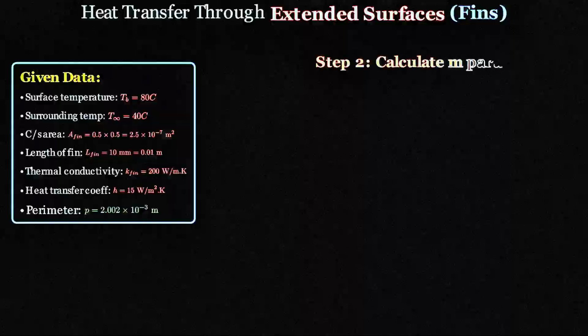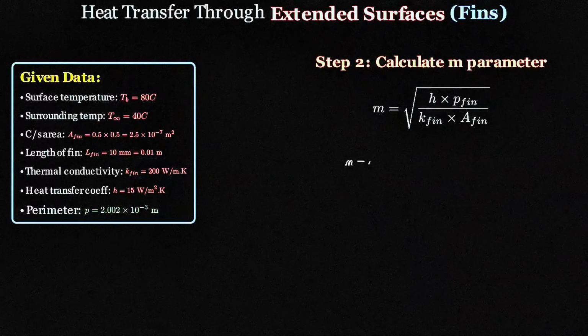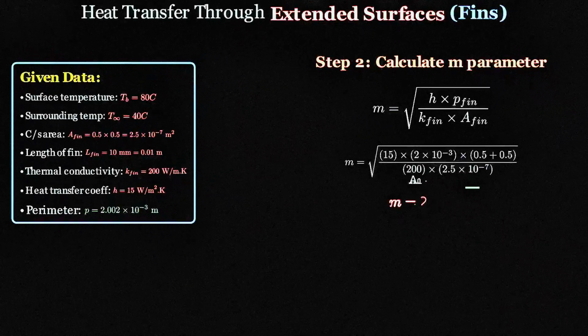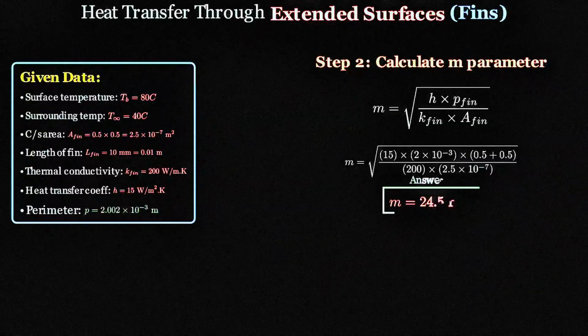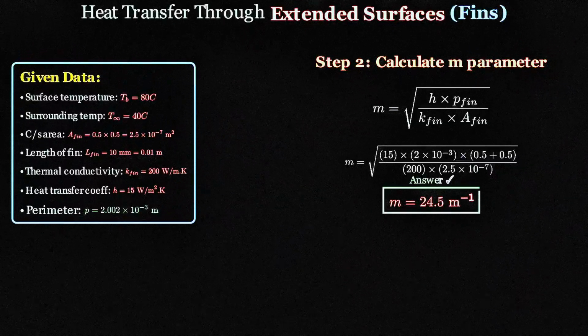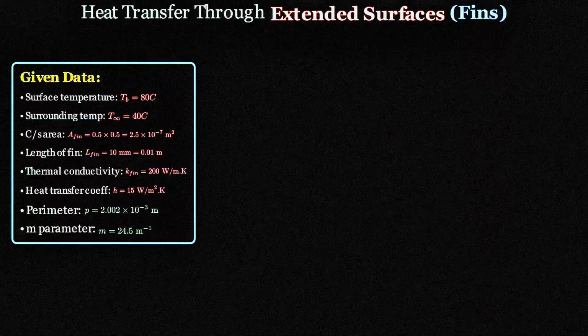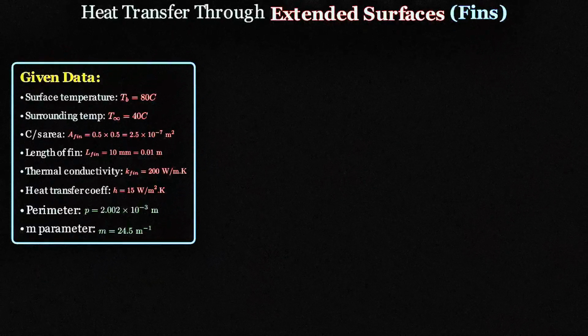Moving to step 2, we need to calculate the m parameter, which is a characteristic dimension for fin analysis. The formula for m is the square root of h times P divided by k times A. Substituting our values, m equals the square root of 15 times 2.002 times 10 to the minus 3 times the quantity 0.5 plus 0.5, all divided by 200 times 2.5 times 10 to the minus 7. After calculating, we get m equals 24.5 per meter. Again, we'll store this important parameter in our data box.